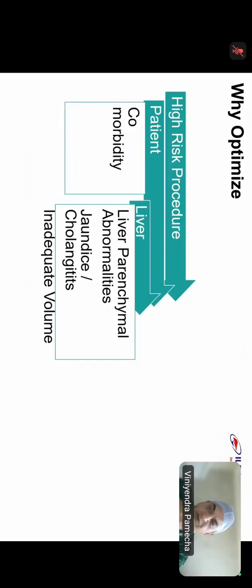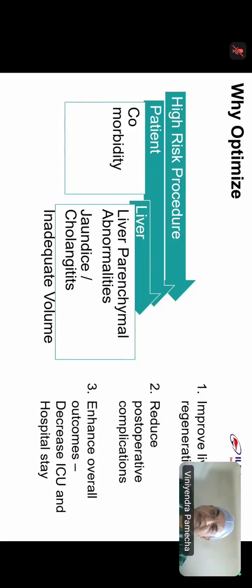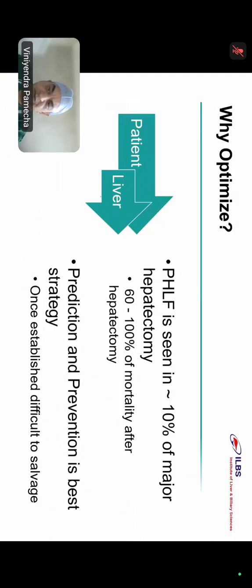Okay. Now moving to why we should optimize patients for liver resection, because these are high risk procedures associated with high morbidity. And most of these patients will have some sort of comorbidity. We'll come to this part later on as well. And nowadays we see a lot of liver parenchymal abnormalities. And then many of these patients will have associated jaundice and cholangitis, and then they may have inadequate volume. So if we optimize these patients, then we can improve liver regeneration, reduce post-operative complications, enhance overall outcome, and decrease ICU and hospital stay as well. So this is something you should be knowing.